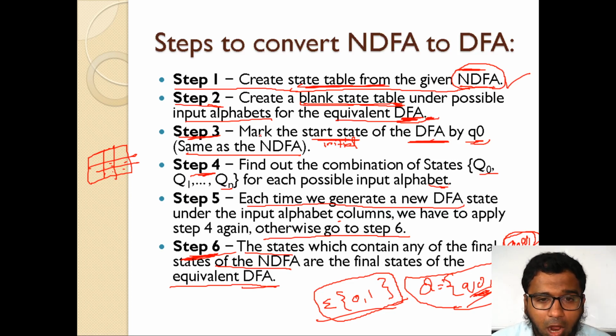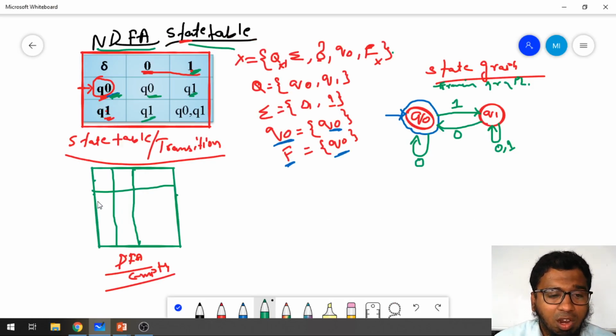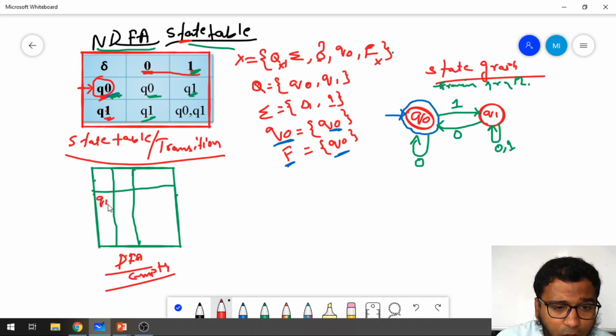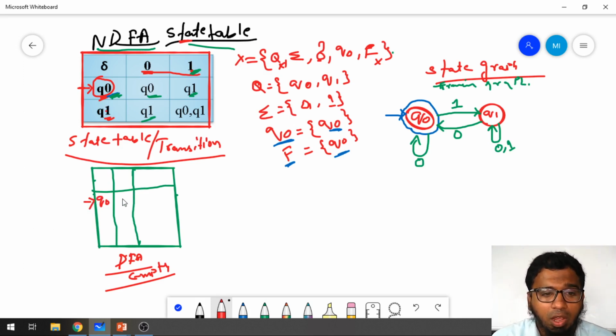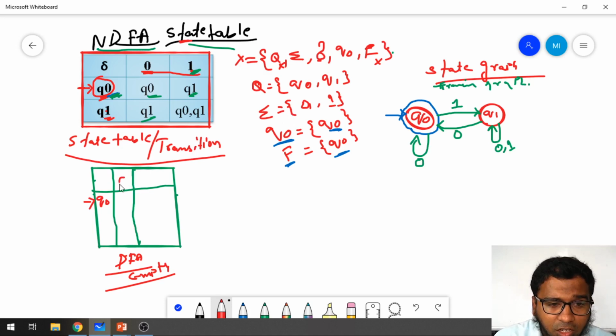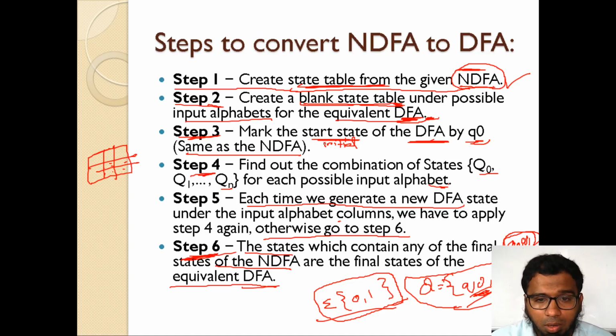So, we created it. Now, mark the start state of the DFA as Q0. What is the initial state in the NDFA? It is Q0. So, you need to take Q0, and this is the initial state. And what is the sigma? This is 0 and 1. Now, the third step is also finished. We made the initial state.